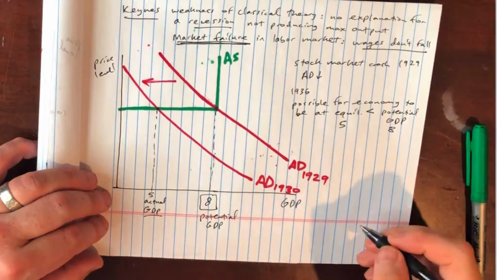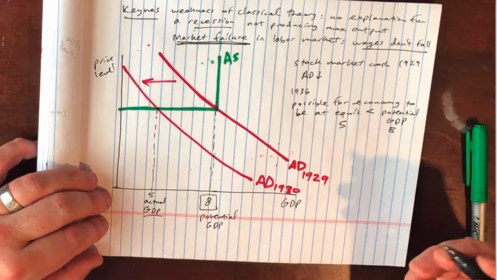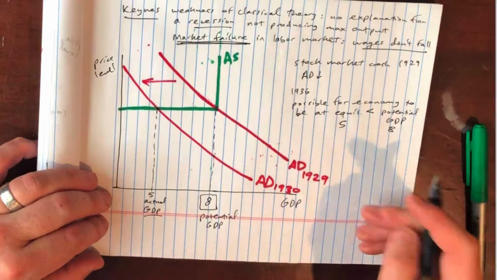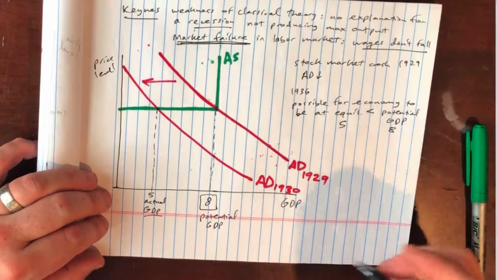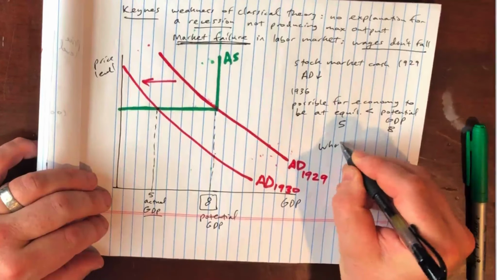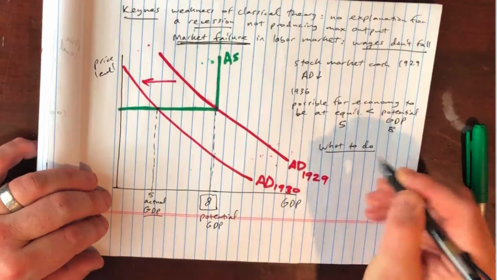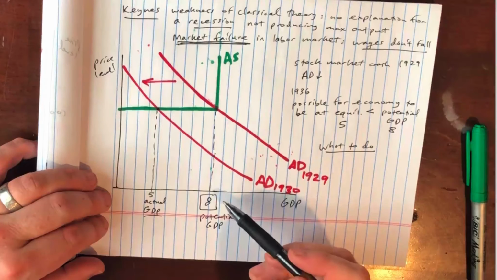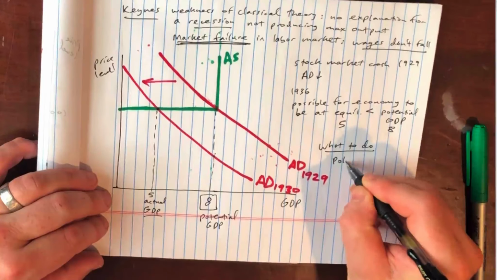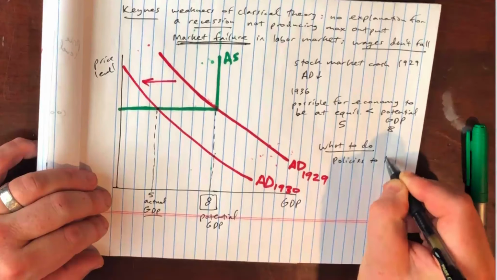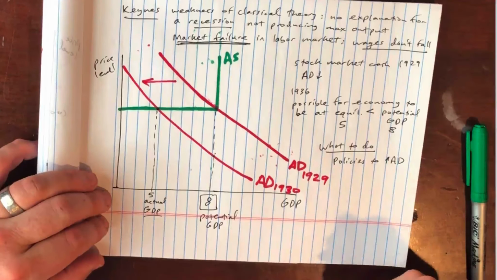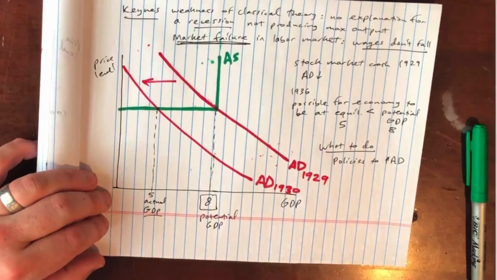What should we do in this situation? Should we try to increase the resources and technology? Should we rely on markets to self-regulate? No, says Keynes. What we need to do in this situation is develop policies which increase aggregate demand. A lot of Keynesian economics is all about that.